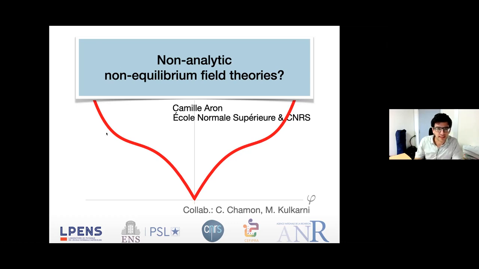So what you're staring at here, this red line, is a non-analytic potential. It has a kink at phi equal to 0. And the main message of my presentation is that while this object will never happen in equilibrium field theories, it can actually develop out of equilibrium and modify drastically the infrared physics of field theory.